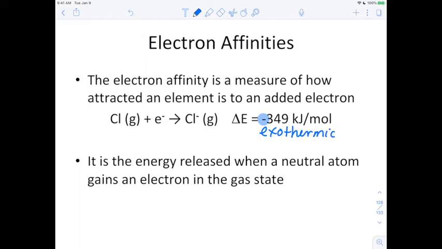Okay, so here the definition is the energy released when the neutral atom gains an electron in the gas state. So again, we define them as the gas state. Even though that's not necessarily how it's going to work in the lab, this is the definition. That definition is based on the gases. So any questions here?